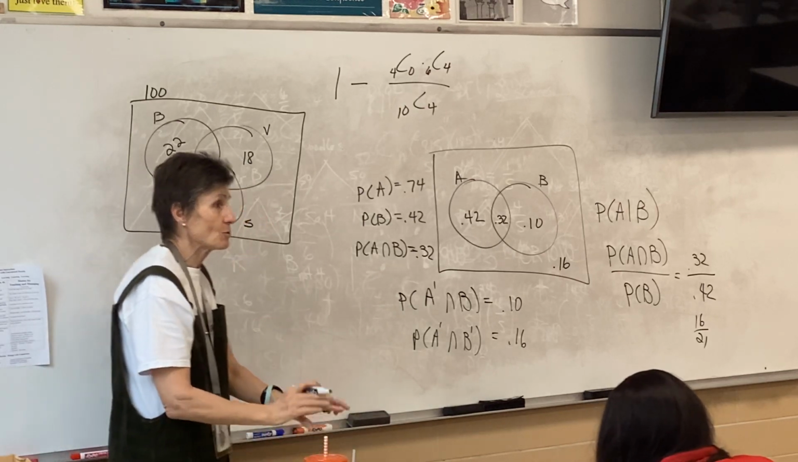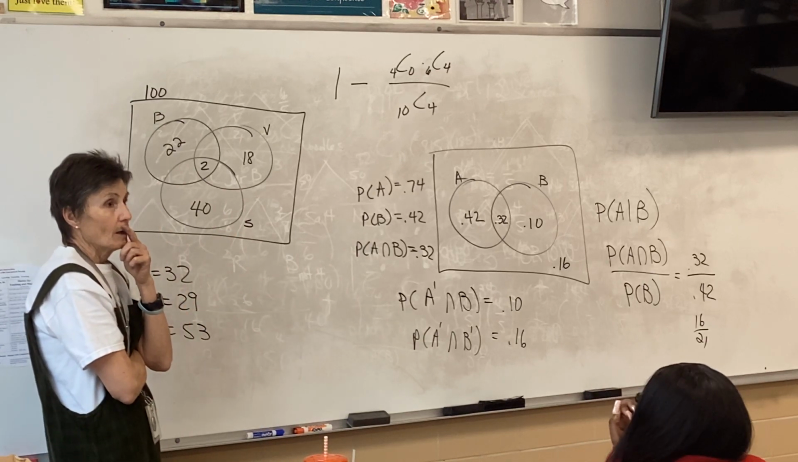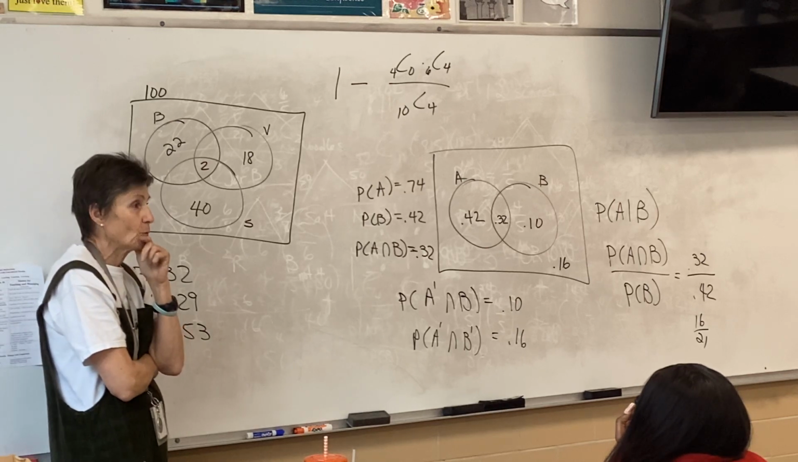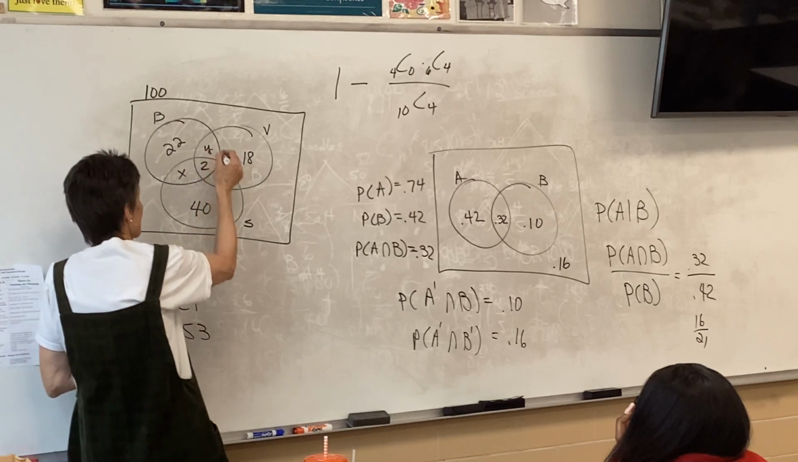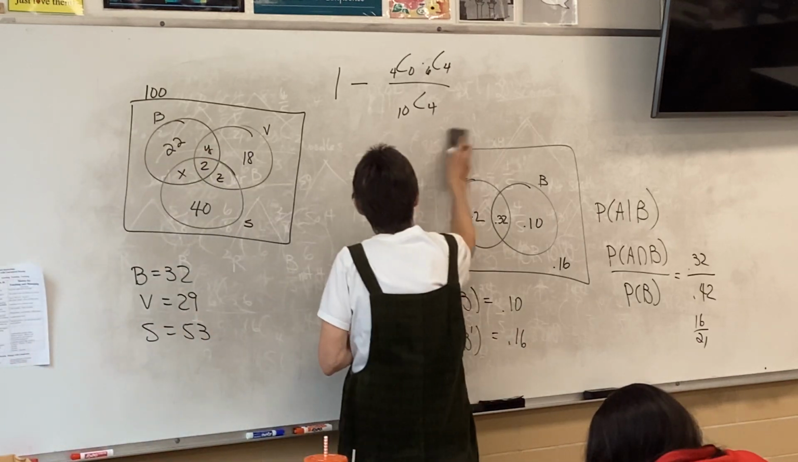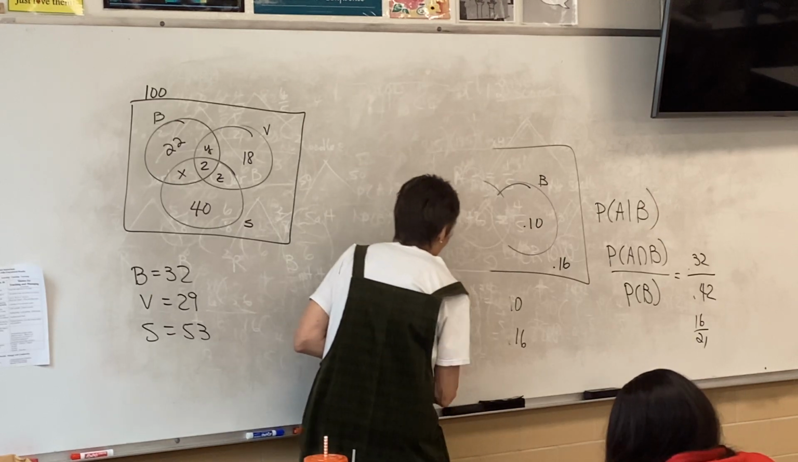Before I can answer the questions, I need to fill in my Venn diagram. All right, so how do we do this? I think we did this yesterday or the day before. Yeah, put in some variables. I usually use X, Y, and Z, but use whatever you want, because you somehow have to figure out what those missing sections are.